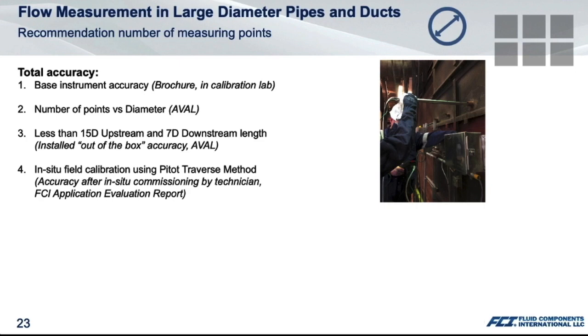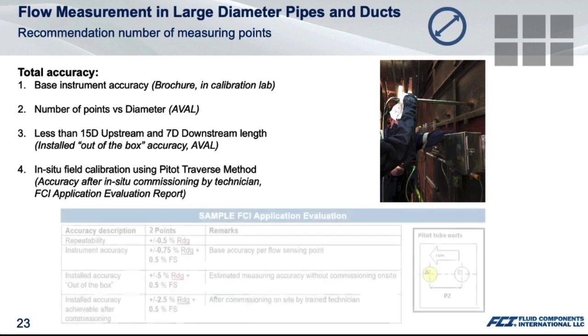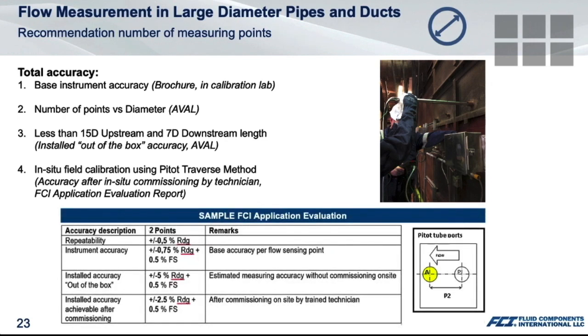Lastly, number 4, the in-situ field calibration capabilities can improve the accuracy on site. After the in-situ commissioning by a technician certified by the manufacturer, the accuracy after this in-situ commissioning using the Pitot Traverse method is improved. The manufacturer can provide an application evaluation including the determination of the total accuracy for your application. There will be a lot of questions going back and forth to determine the total accuracy for your application.